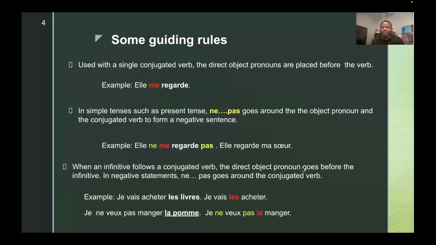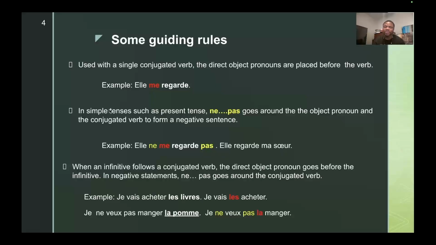Let's move on. Now, there are some guiding rules in using direct objects. All right. So first, used with a single conjugated verb, the direct object pronouns are placed before the verb. So if you are using a single conjugated verb like this, regarde, or elle me regarde, she's looking at me. Not elle regarde moi. In French, instead of saying elle regarde moi, we say elle me regarde. So here it is placed right before the verb.